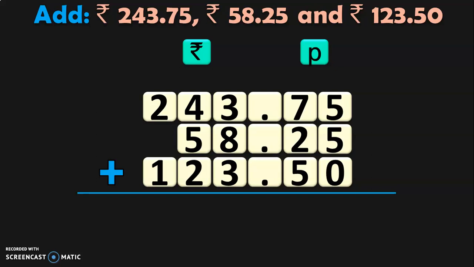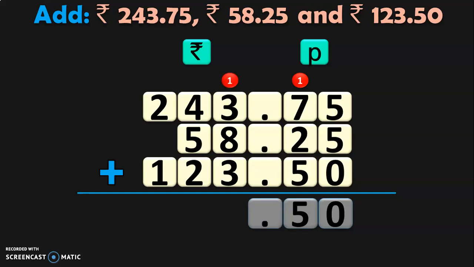Begin the addition of the paise part first. 5 plus 5 is 10. 10 plus 0 is 10. So 0 carry over 1. Next 1 plus 7 is 8. 8 plus 2 is 10. 10 plus 5 is 15. 5 and 1 will be carried over. Before that, place a decimal point and carry over the 1.